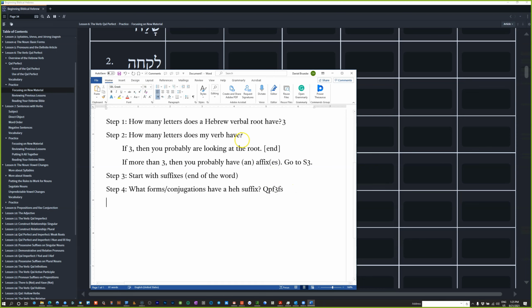So now, step 5, remove that suffix. And what would we be left with? We would be left with lamed, kof, chet. Is lamed, kof, chet a verbal root that we are familiar with? Yeah, we learned that as the verbal root for the idea of capturing or taking or seizing, something like that. So this then would be our verbal root.